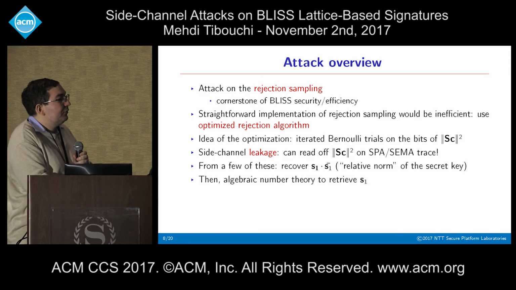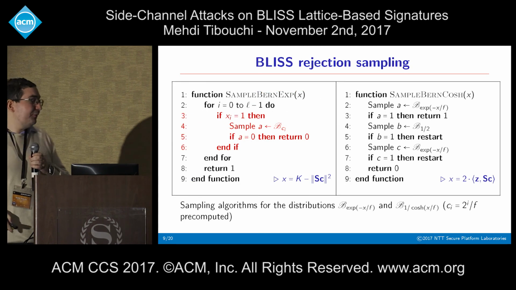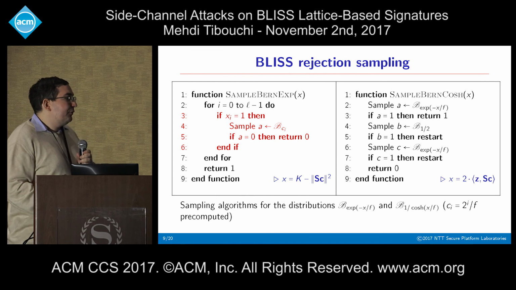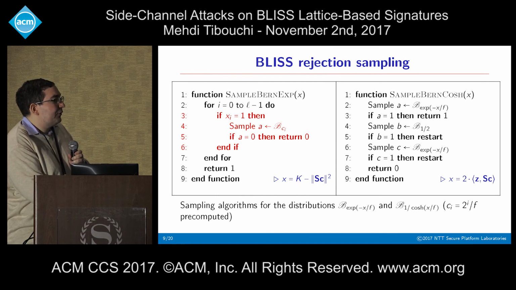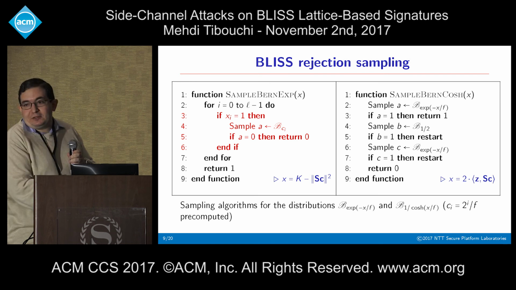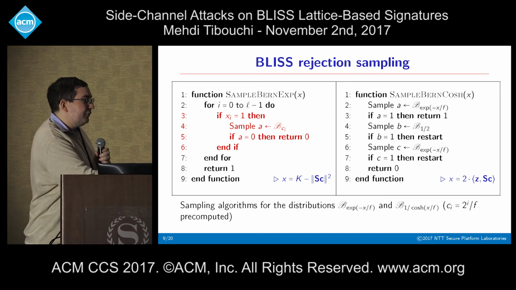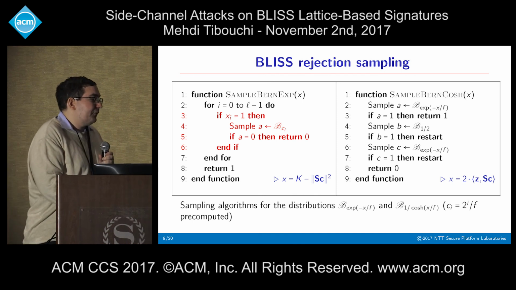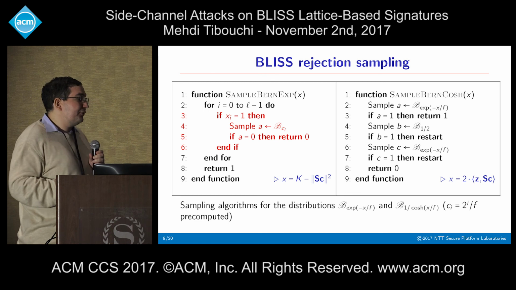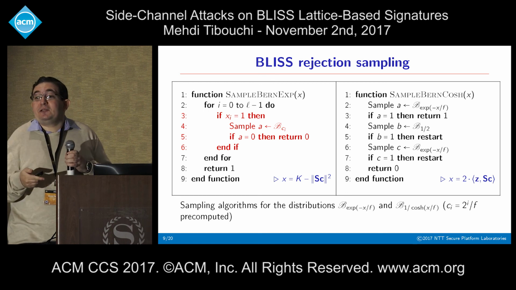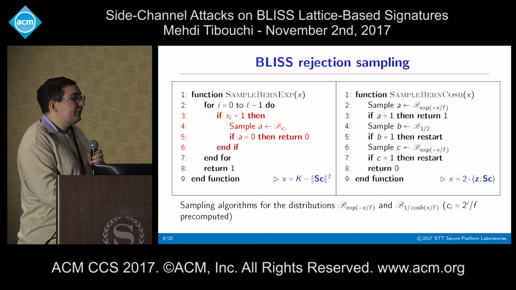Again, that's the Bernoulli sampling algorithm that looks like this. What we're interested in especially is that there are operations that are carried out as you iterate on the bits of the input. Some operations are carried out when the bits are 1, and not at all when the bits are 0. So just looking at the power trace, you will learn when the bits of the input are 1 or 0. In this case, the input is the value I told you, the squared norm of big S times C, up to some additive constant.